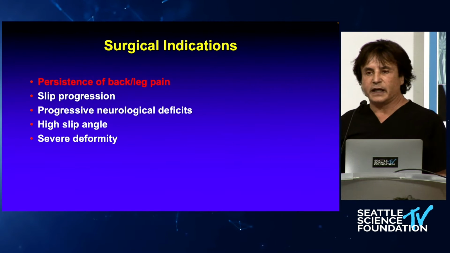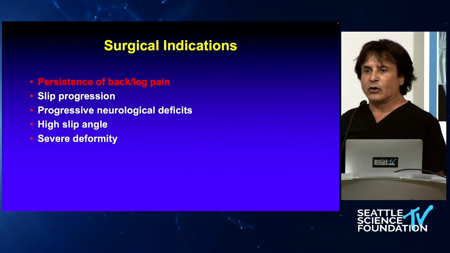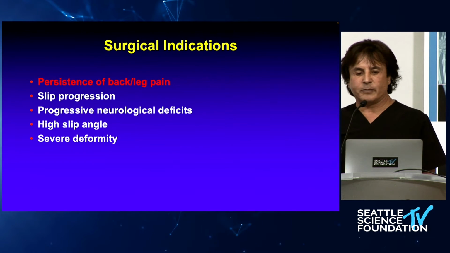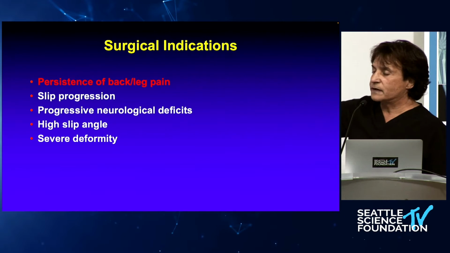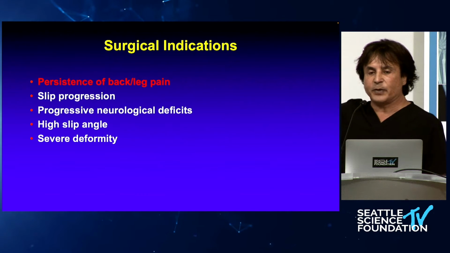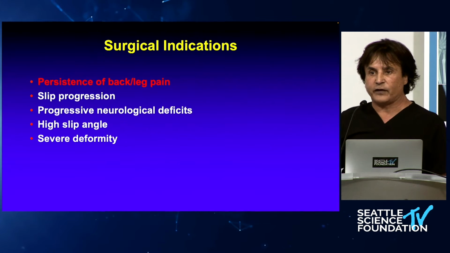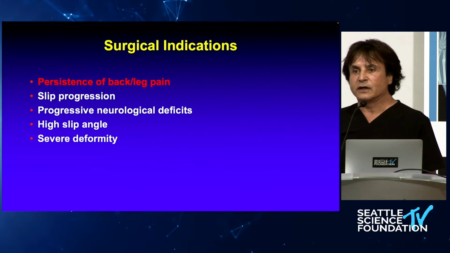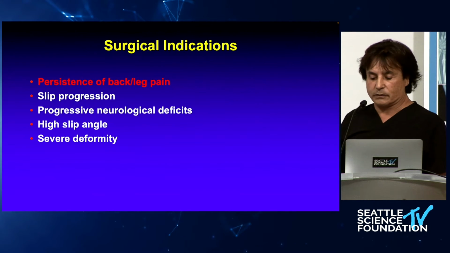Surgical indications in the adult, it's usually the persistence of back and/or leg pain. That's the most common indication. The other ones you see there, slip progression, et cetera, is in the adolescent group. If you see a slip progress in the adult, you've got a more serious problem, such as infection, tumor, or something else that you should look for. They don't progress in adults, usually, okay?